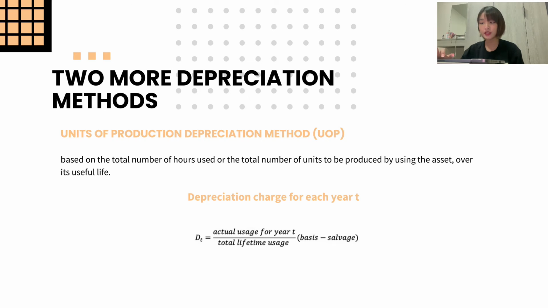Two more depreciation methods. The unit of production depreciation method, or UOP, is based on the total number of hours used or the total number of units to be produced by using the asset over its useful life. Depreciation charge for each year T can be calculated by the actual usage for year T divided by the total lifetime usage, multiplied by the basis minus the salvage.